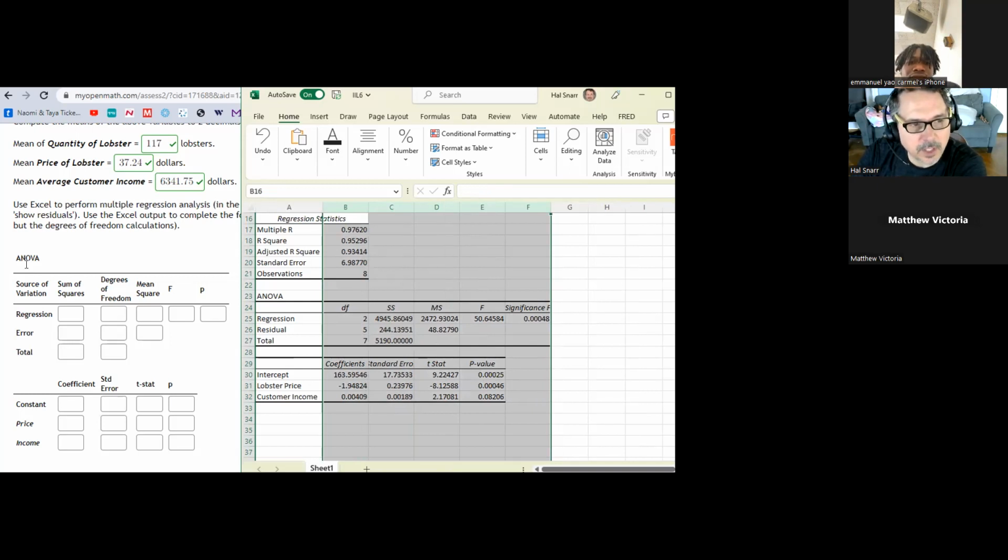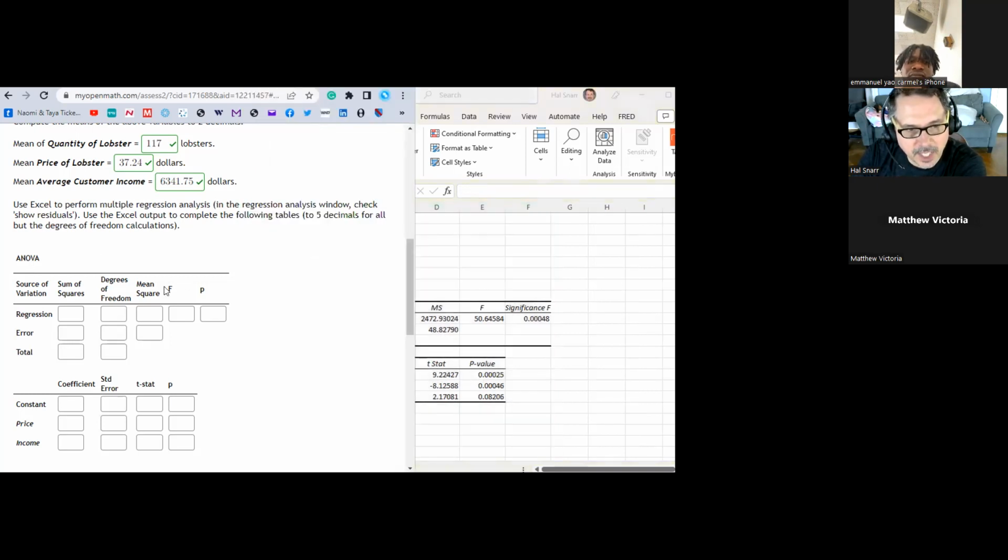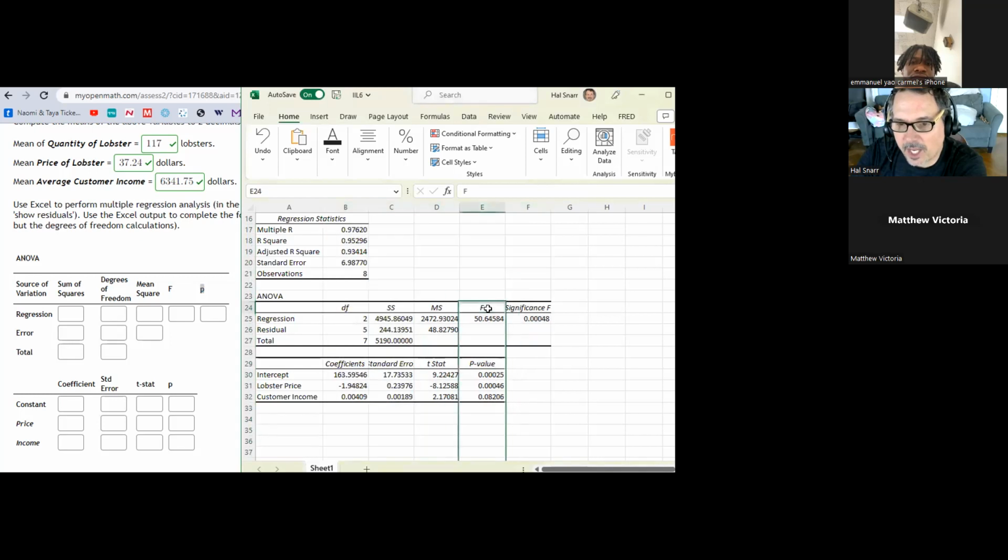Now notice over here in the ANOVA table in my open math, it says F here, right? And it has a P here, right? In Excel, they do F and then significance F. Change significance F to p-value.